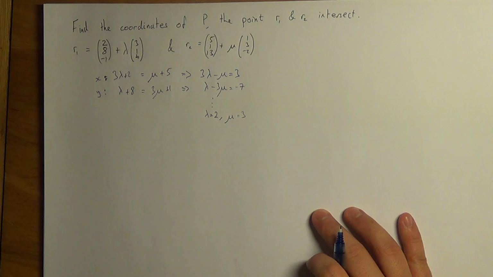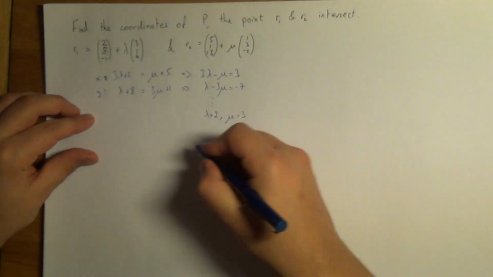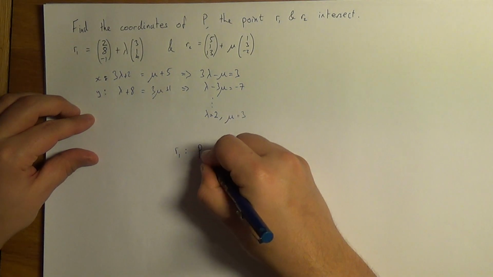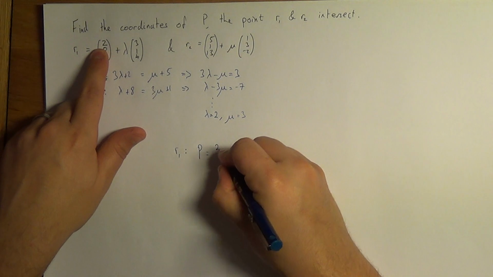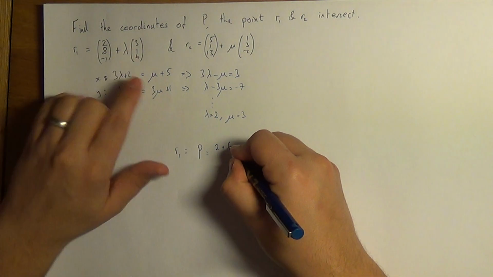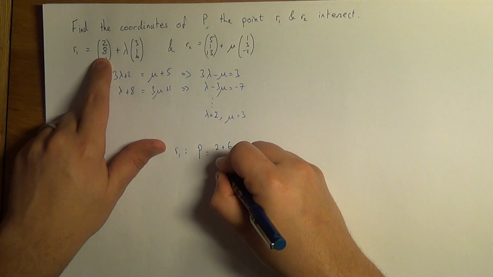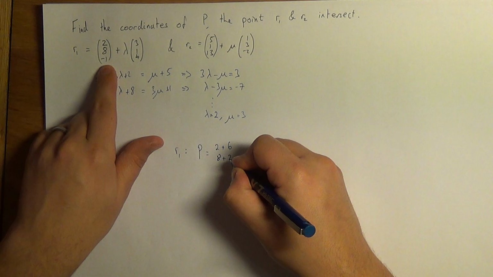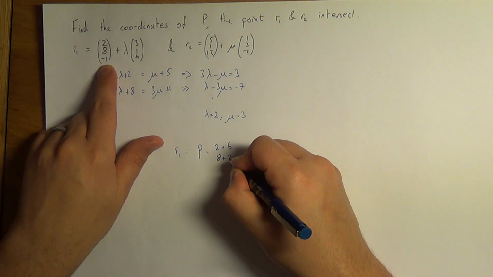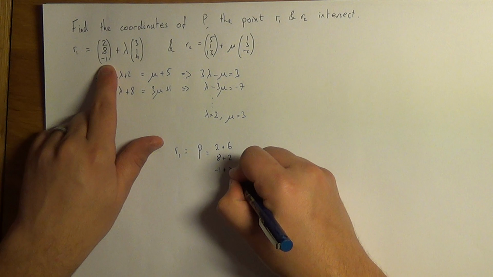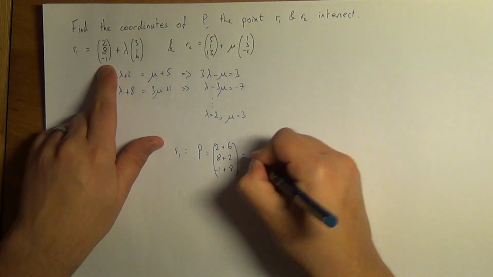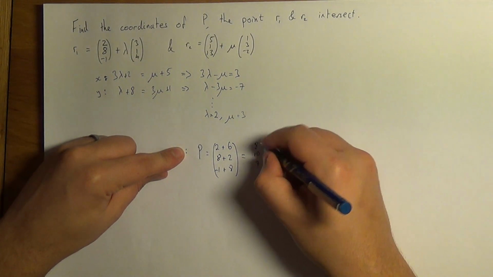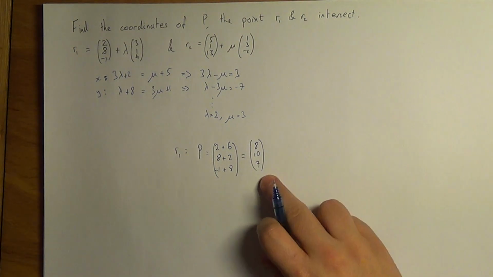these two things intersect. So from R1 we get that P is equal to 2 plus 6, the y component of P is 8 plus 2, and the z component of P is negative 1 plus 8. Simplify that down and we get 8, 10 and 7. Okay, so that's the coordinate of P.